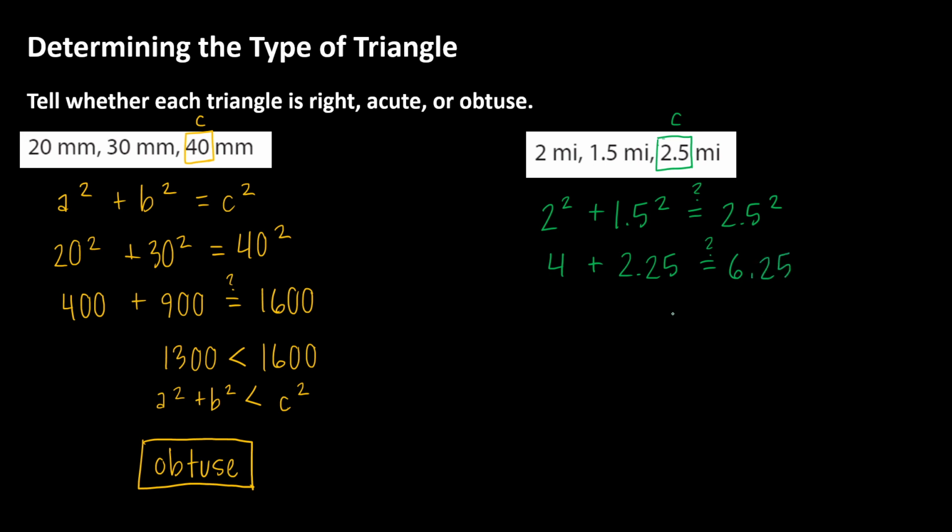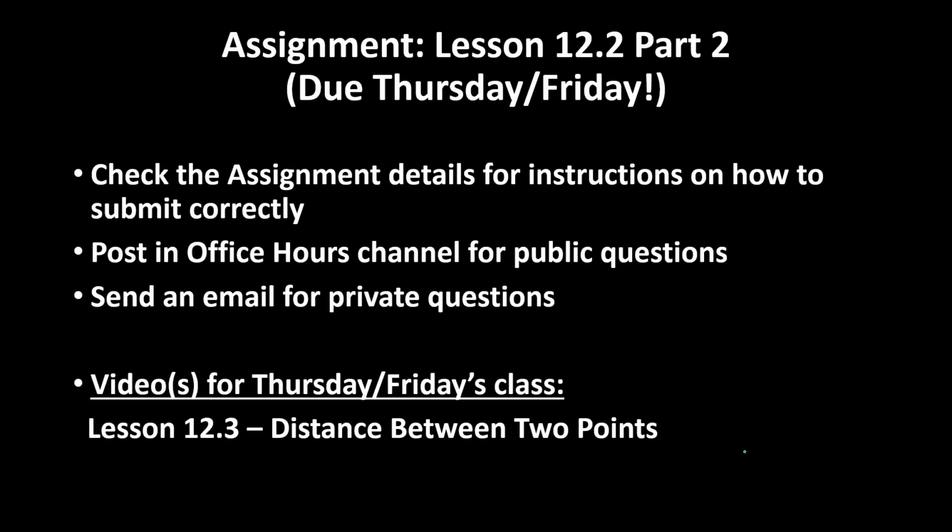Adding a squared and b squared together, 4 plus 2.25 is 6.25. And in comparison to c squared, they are equal to each other. So if a squared plus b squared is equal to c squared, then those three side lengths will always form a right triangle. And there you have it. We use the converse of the Pythagorean theorem to determine if triangles were right, acute, or obtuse.